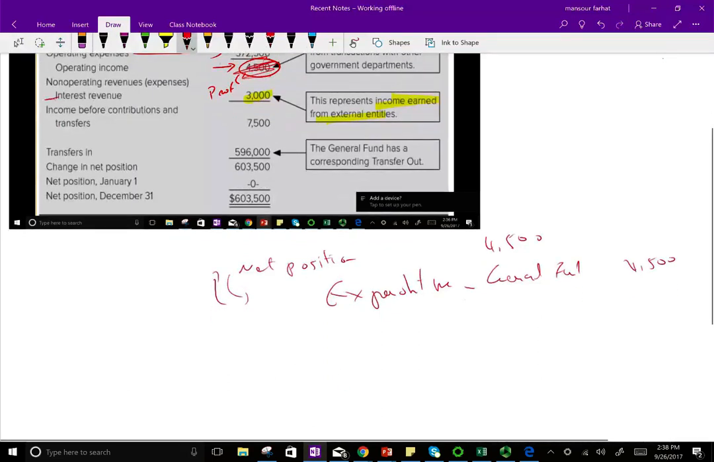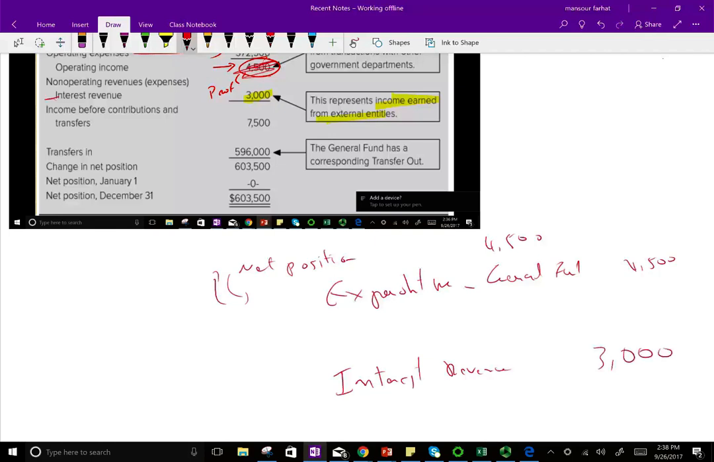So what does that mean? It means credit interest revenue. We have to increase interest revenue by 3,000, and we debit net position beginning of year, 3,000.